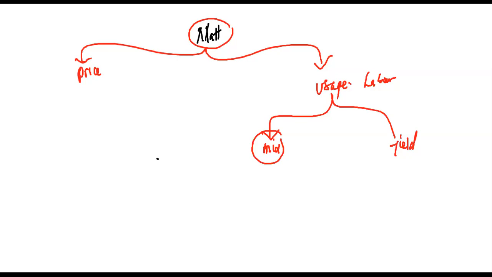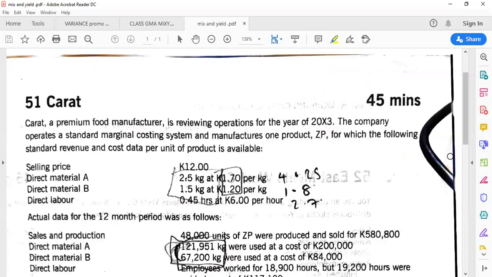So with mix and yield, we're looking at just a few things here. We're looking at what should be done. Okay, so for mix and yield variances, we have question number 51. Somebody read the question for us, then we calculate, and then we do the theories, because we need to know when to calculate mix and yield variances.